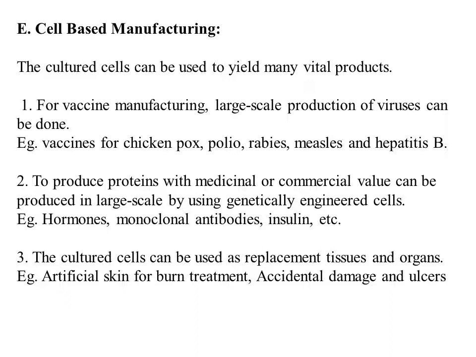Proteins with a medicinal or commercial value can be produced on a large scale using genetically engineered cells. For example, hormones, monoclonal antibodies, insulin, etc. are produced using this cell culture technique. The cultured cells can be used as replacement tissues or organs for various purposes, for example, artificial skin for burn treatment or accidental damage, and for ulcers.